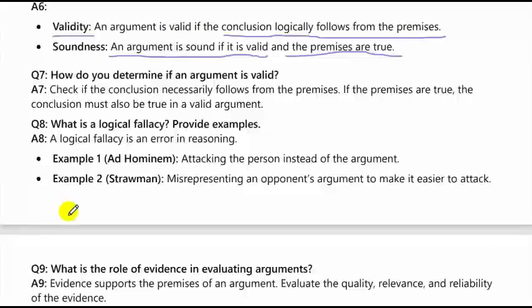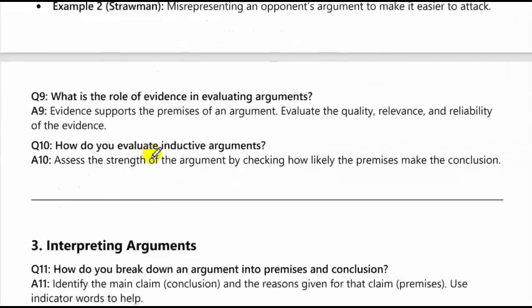Next, what is a logical fallacy? Provide examples. A logical fallacy is an error in reasoning. Example 1: Ad hominem, attacking the person instead of the argument. Example 2: Straw man, misrepresenting an opponent's argument to make it easier to attack. So these are fallacies, or errors in our thinking. Next, we'll go on to question number 9.